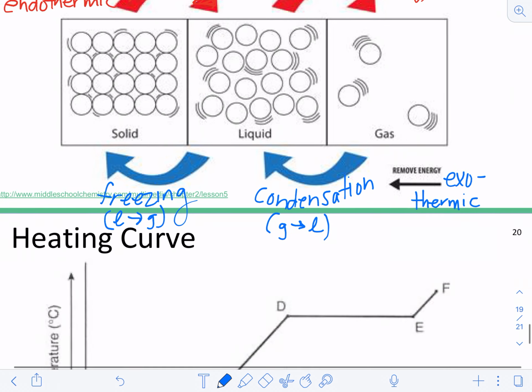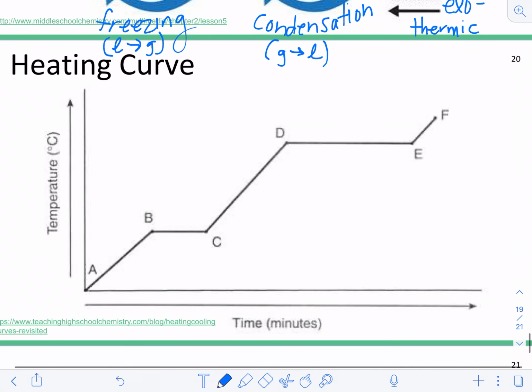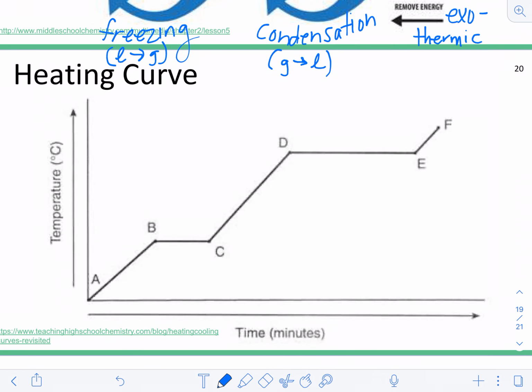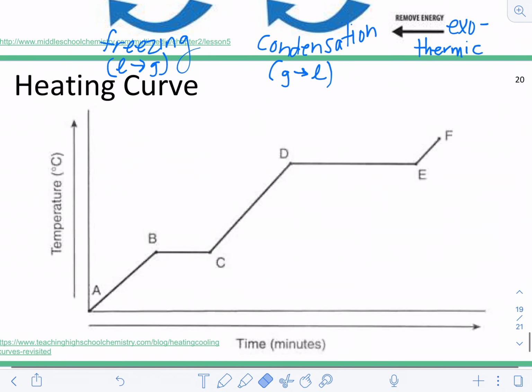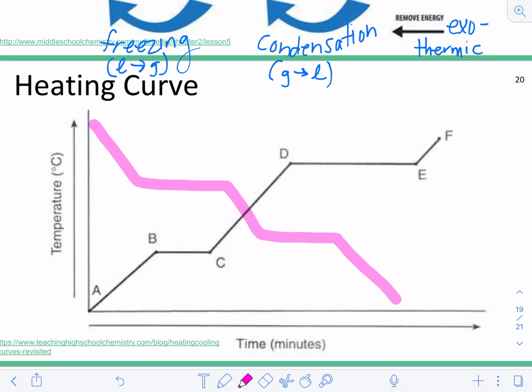All right, so taking a look at an example here of a heating curve. Just a quick recap about what heating curves are. They show the heating or cooling. Then this would be called a cooling curve, but this one says heating curve. In this case, what's happening over time is that the temperature is increasing. Overall, there's a positive slope to this line, so we know that this is a heating curve. If this was a cooling curve, you would see temperature going down over time. But again, that's not what's happening here.